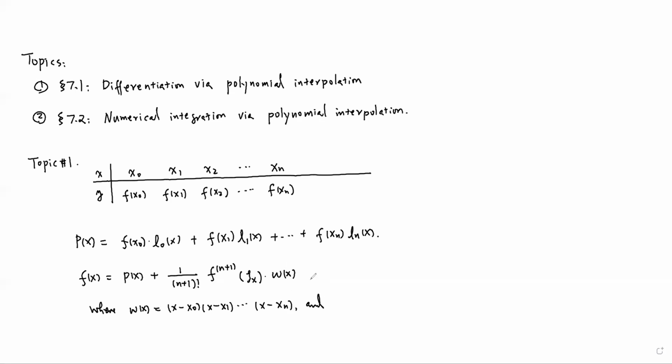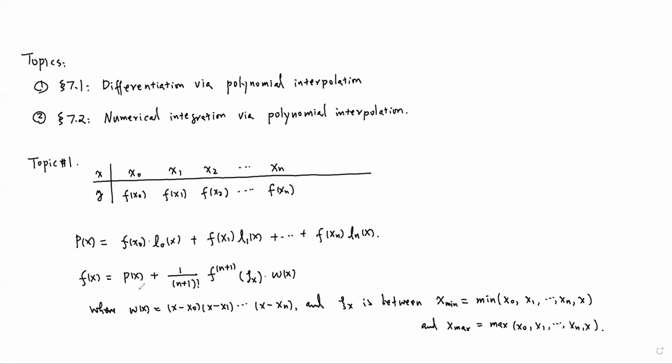And psi of x is between x min and x max. By x min, I mean the smallest number among x0, x1, through xn, and x. By x max, I mean the maximum of these n plus 2 numbers.